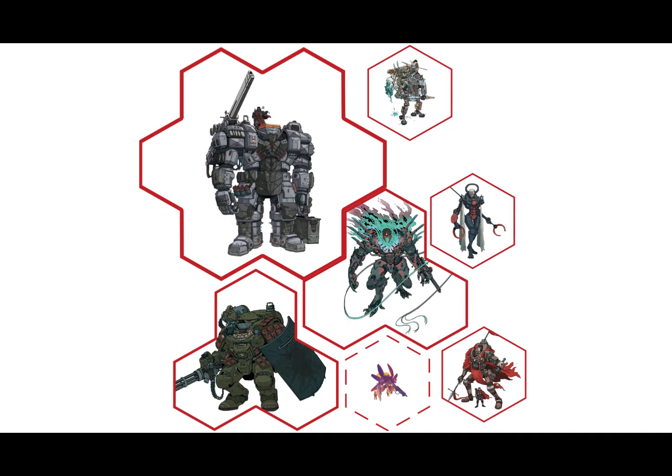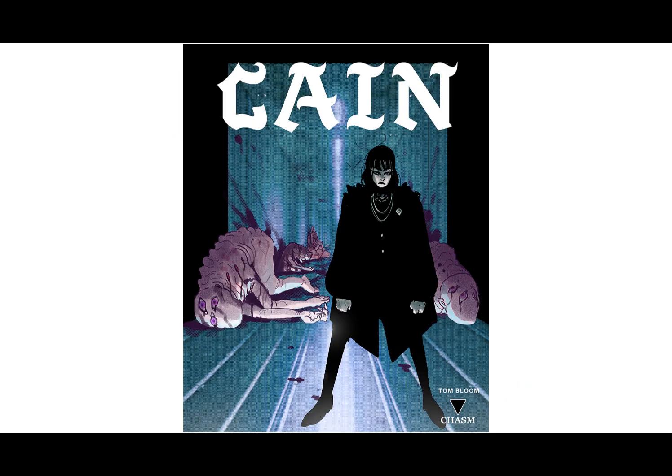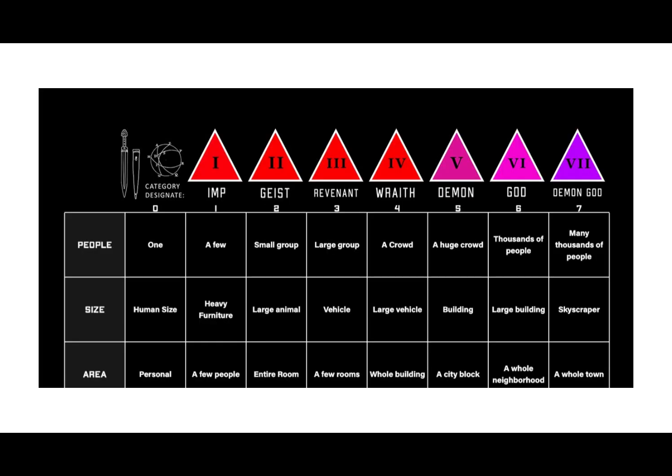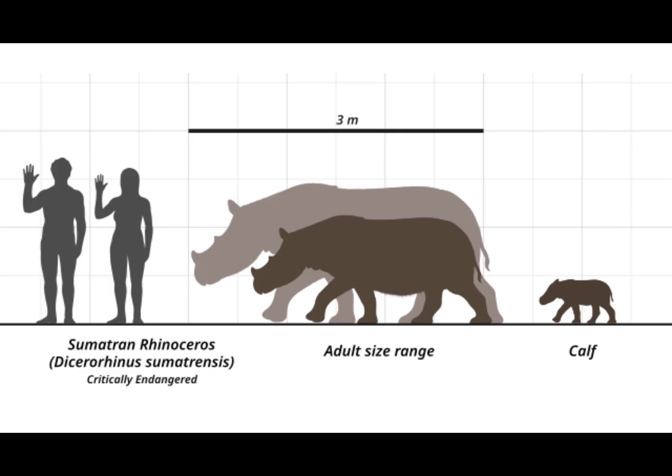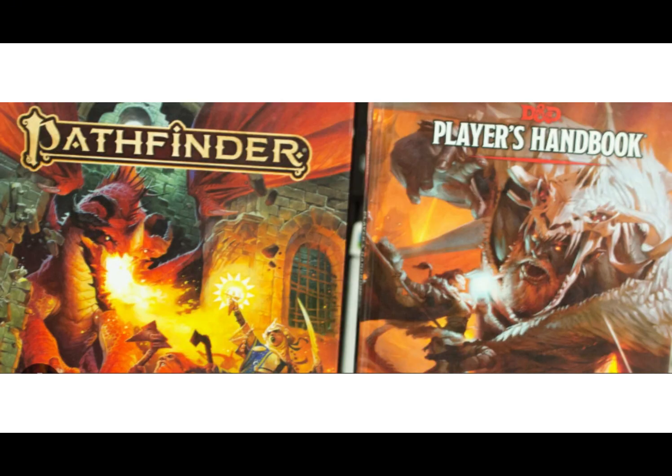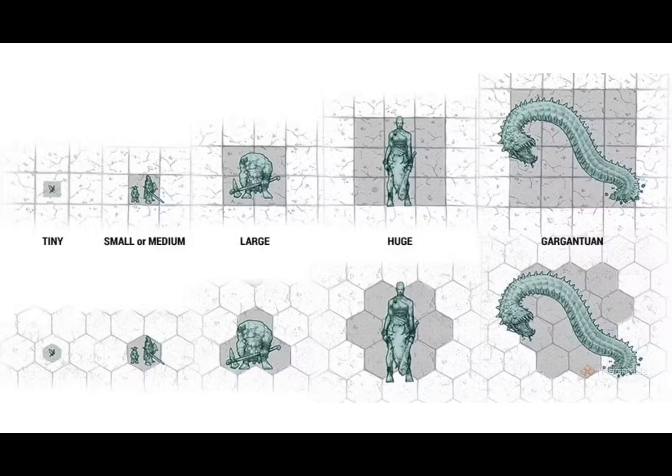Games like Kane have a detailed size system with human size, heavy furniture, large animal, vehicle, large vehicle, building, large building, skyscraper. But human size is the lowest tier, and I need mine to cover smaller creatures. D&D and Pathfinder have a workable system and honestly come the closest to what I would be able to use. They have tiny, small, medium, large, huge, and gargantuan, and dimensions that are specific to each.